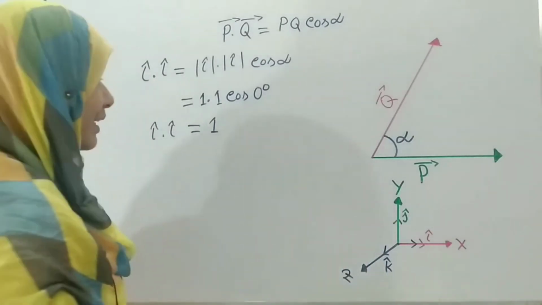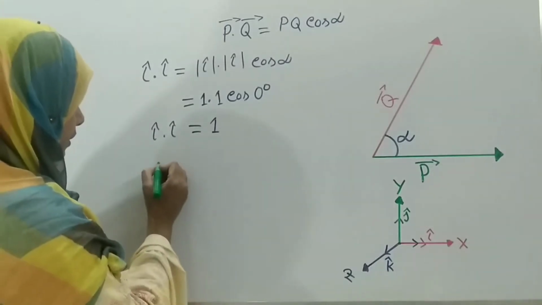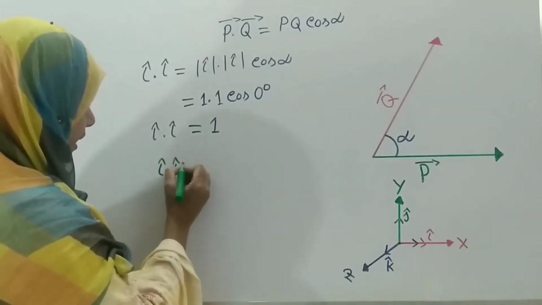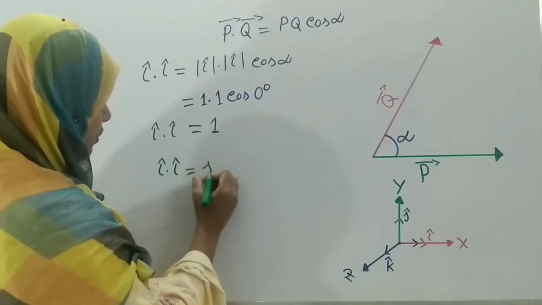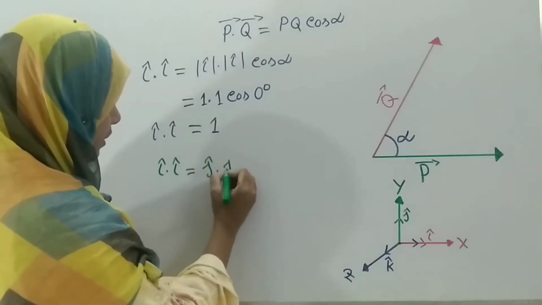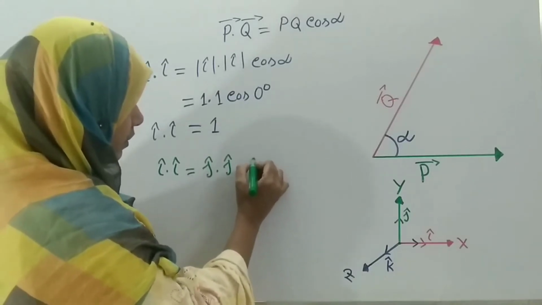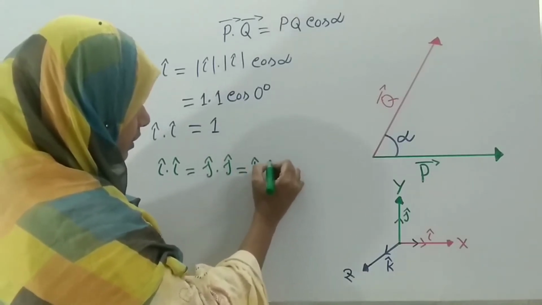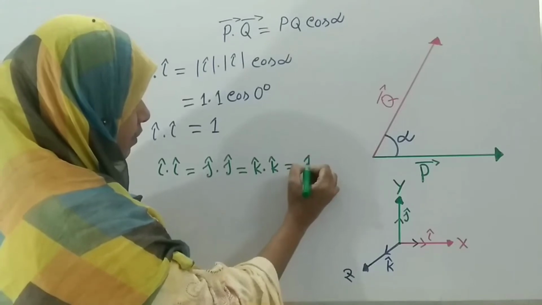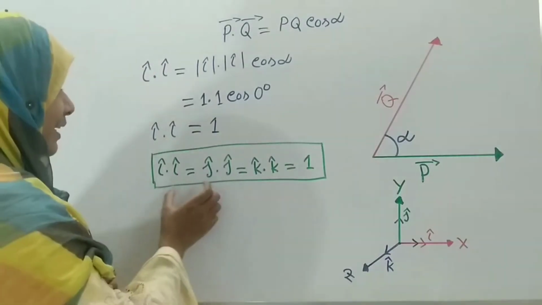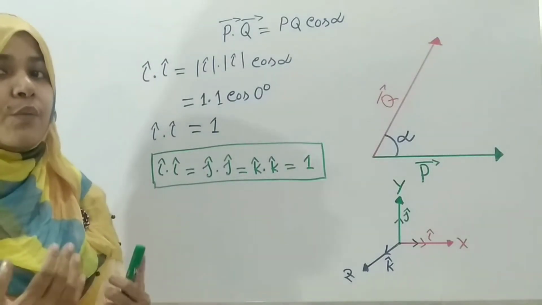That's why we can write i dot i equal to j dot j equal to k dot k will be 1. Dot product of similar type of rectangular unit vector will be 1.